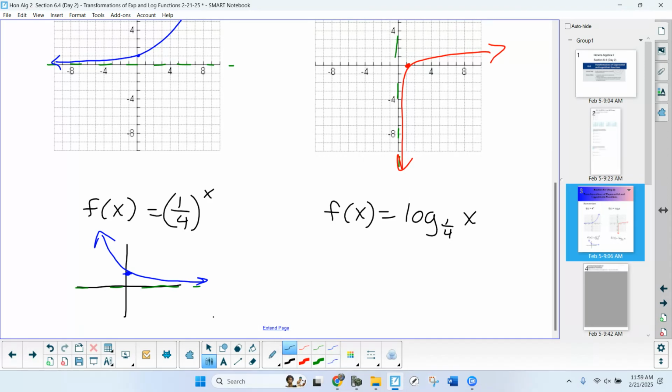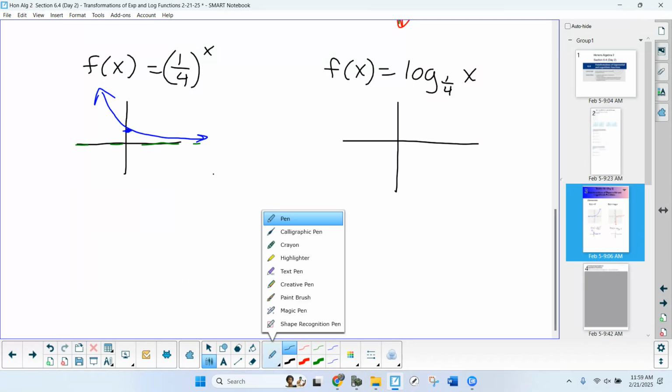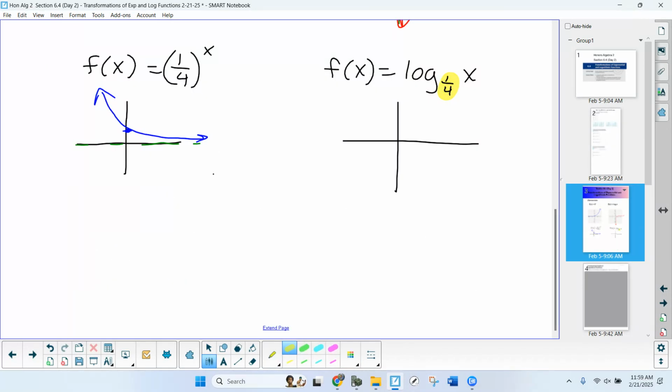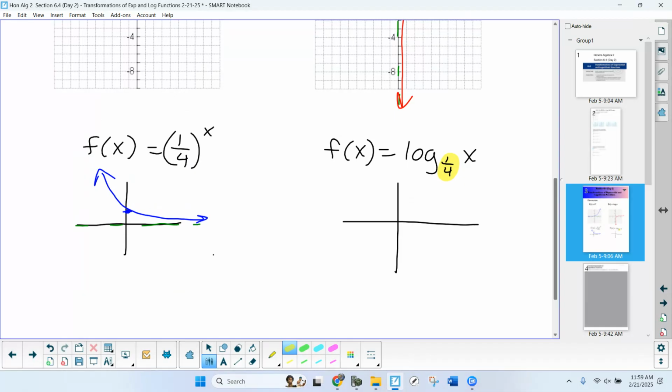So now what can you tell me about my logarithm? If my base, the number we're looking at now, is less than 1, I still have my asymptote at the y-axis. I still cross at (1, 0), but now remember you're approaching your asymptote in the positive direction. And there's your graph.